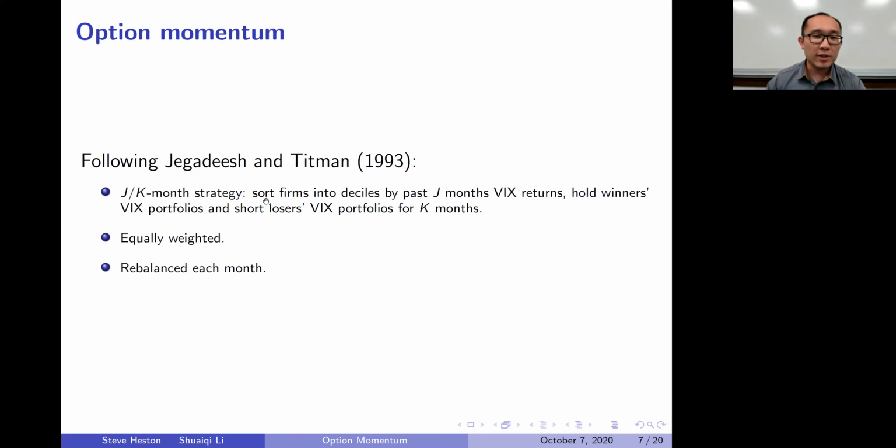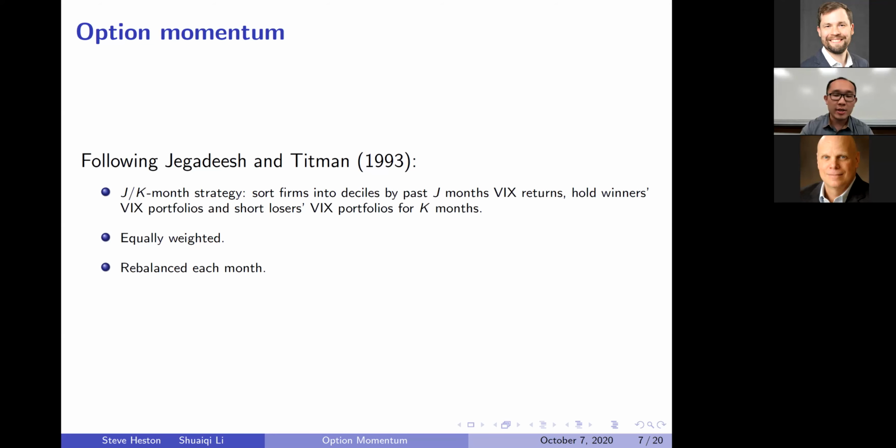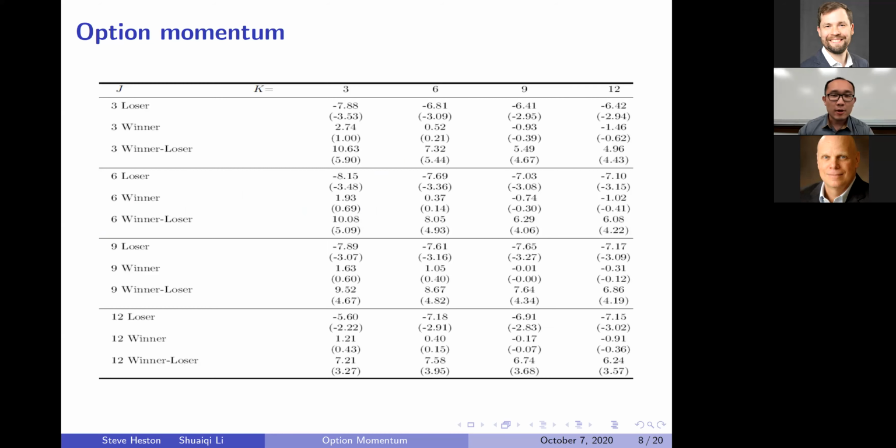Firms are equally weighted. Since the option position in the VIX portfolio expires each month, we need to rebalance the portfolio each month and maintain equal weights. Okay. So this table shows the returns of the strategy under different combinations of formation and holding period. The numbers are the average monthly returns in percentage.